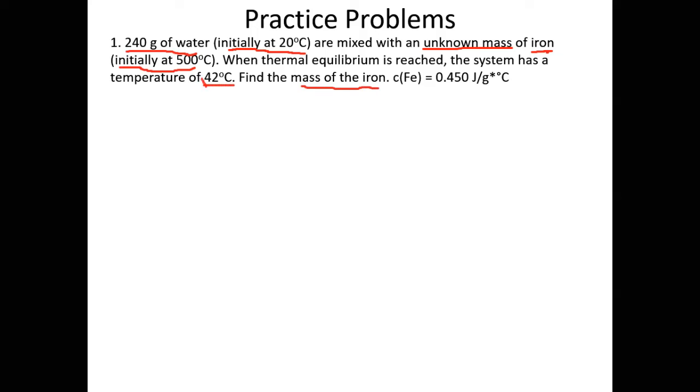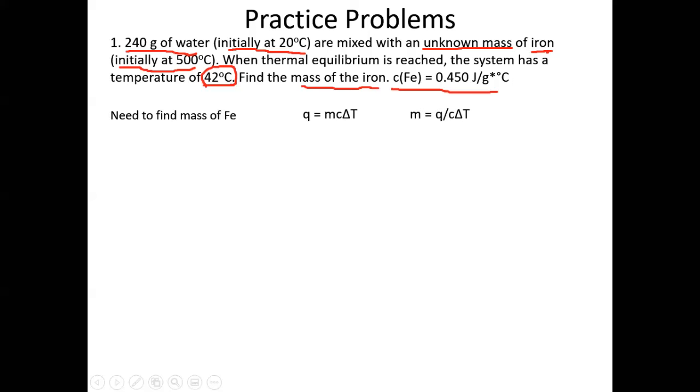So this 42 degrees Celsius here, this is the final temperature of the iron and the water. And it gives us a specific heat of iron here. So what are we looking for? We're looking for the mass of iron. So the equation we're going to use is Q equals MC delta T, because this is coffee cup calorimetry. So to solve for the mass, we need the heat released by the iron, its specific heat, and its delta T. Well, we already got its specific heat. It's given to us. Delta T we can find because T initial is 500, T final is 42. We're just missing the Q of iron.